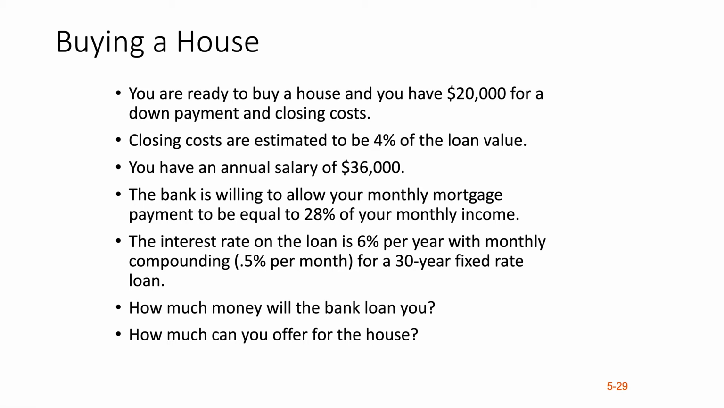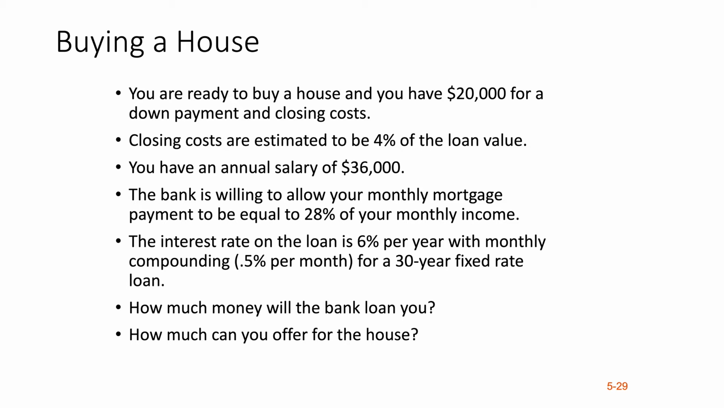That is for a 30-year fixed rate loan. With a 30-year fixed, how many months do we have? 30 times 12 equals 360. We have two questions. Number one, how much money will the bank loan to you? What is the maximum amount you can borrow from the bank? The second question is, how much can you afford for that particular house?